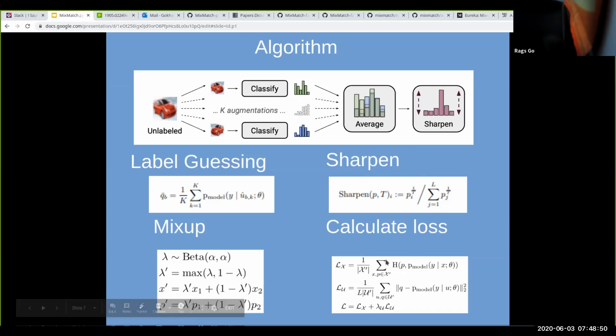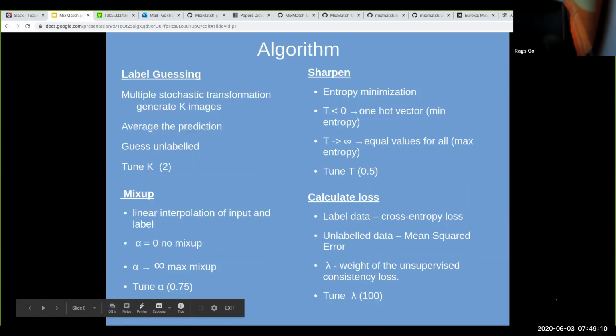The last step in the algorithm is calculating the loss. Because we have a label set, the first loss that gets calculated is the cross entropy loss for supervised learning. And the second one, as Sapna mentioned, is the L2 loss for the unlabeled learning. I would stop here and ask if there are any questions.